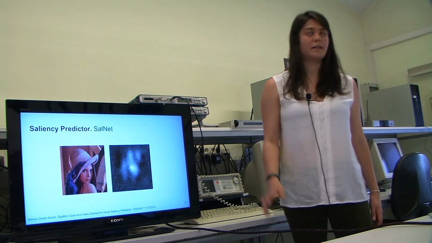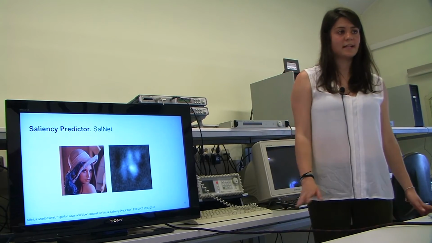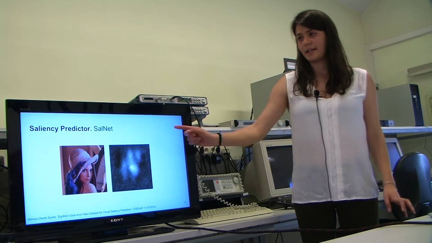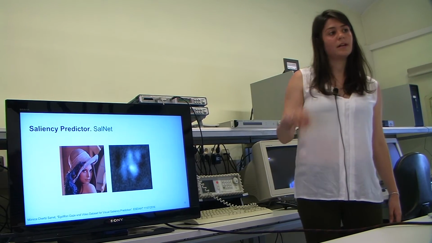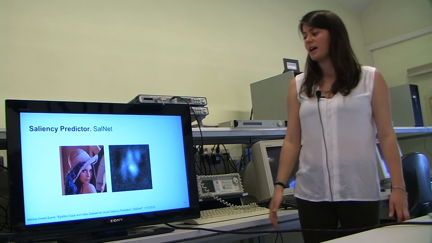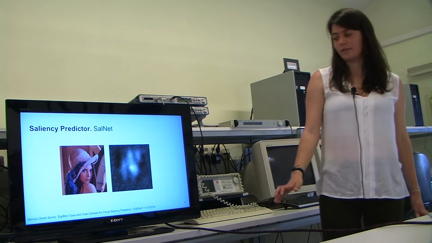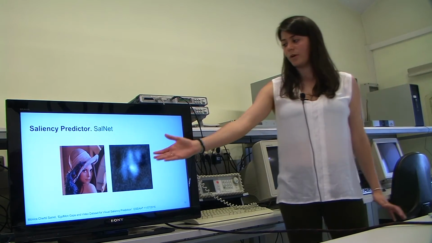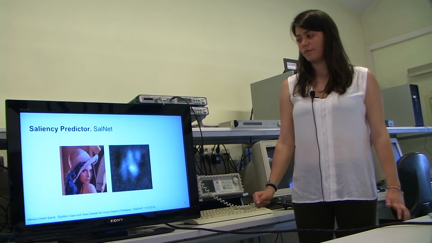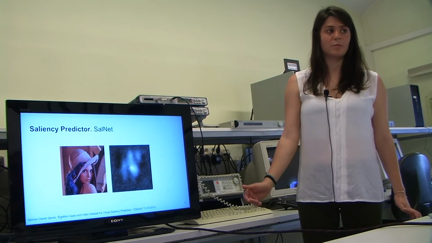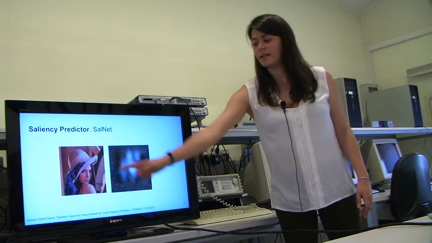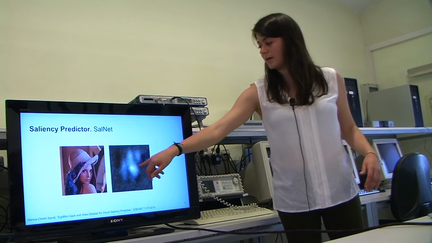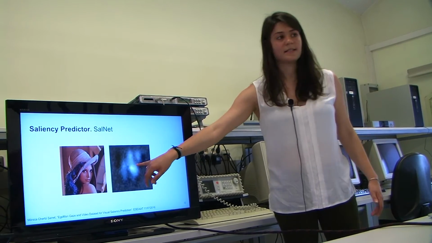The state-of-the-art saliency estimator used for this project is SalNet. This SalNet was coded using the library Caffe and the language Python, and here, for example, we have one of the results of running this convolutional neural network. This is the Lena image, and this is the predicted saliency map.